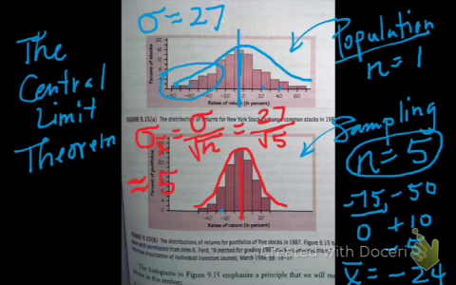And that's it. There are 2 things. One is the mean equals the mean, and the other is that sigma does not equal sigma when you're talking samples. Sigma equals sigma divided by square root of n.